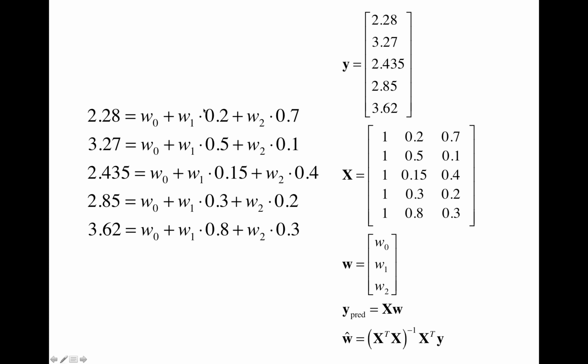And then for the first example, the number multiplied with W1 is 0.2, and the number multiplied with W2 is 0.7. That's the first example, so it corresponds to the first row in the X matrix. And then for the second row, it's 0.5, 0.1. And then 0.15, 0.4. So basically we are moving all the numbers that are multiplied with each of the W's into this matrix called X. And all the unknown W's can be put into a vector with W0, W1, and W2. So that's another vector, W.